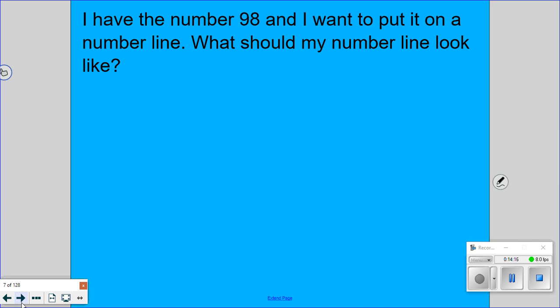All right, one more number line. Now this is going to be a little bit different because this time I'm going to give you a start and end number. My start number is 0.